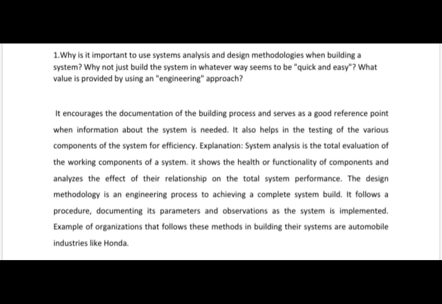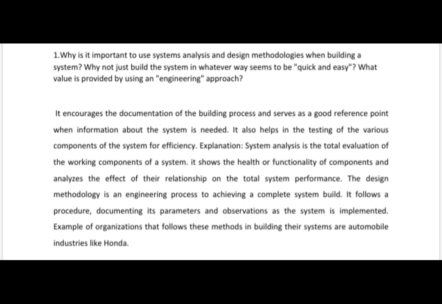It is important to use system analysis and design methodologies. When building a system, we cannot just build it any way. Even if it seems quick and easy, what value is provided by using an engineering approach? It encourages the documentation of the building process and serves as a good reference point when information about the system is needed. It also helps in the testing of the various components of the system for efficiency.